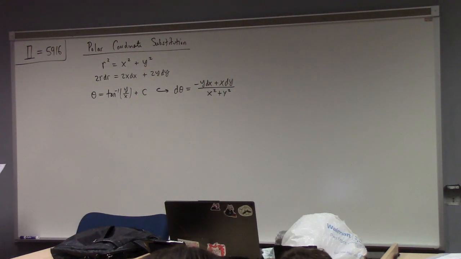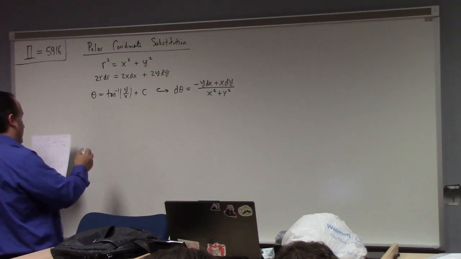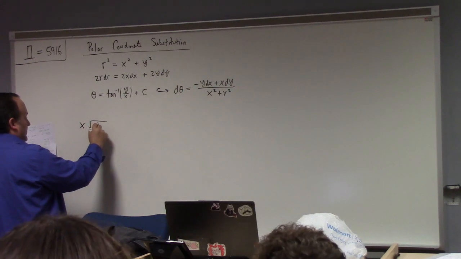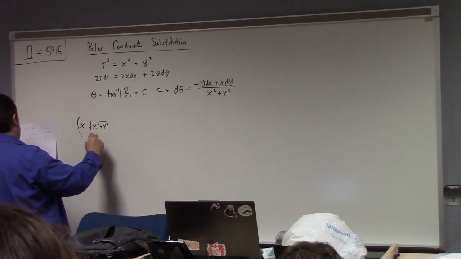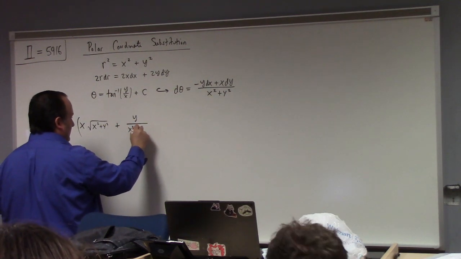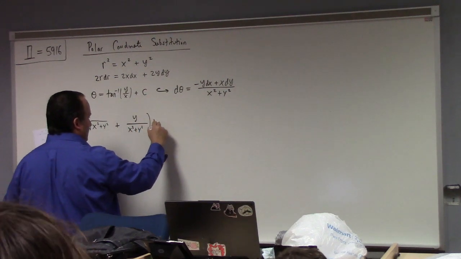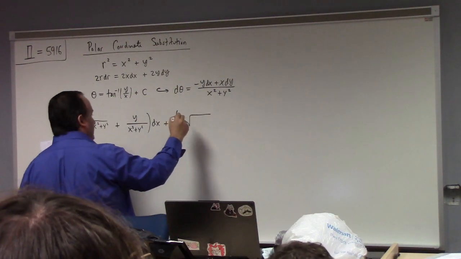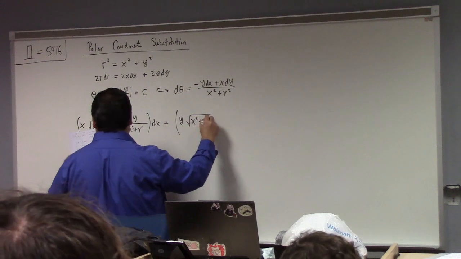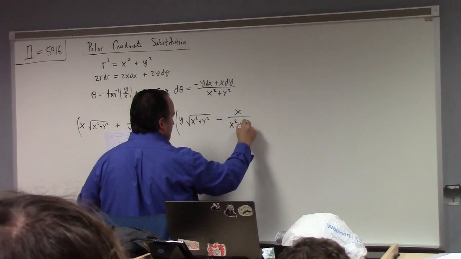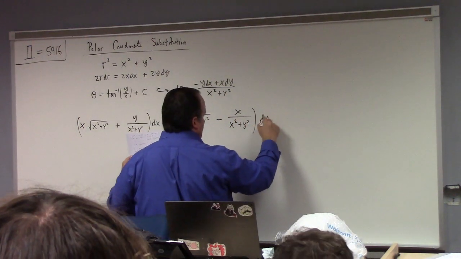So this is my point to you guys. If I look at something like x times the square root of x squared plus y squared, plus y over x squared plus y squared, all times dx, plus y times the square root of x squared plus y squared minus x over x squared plus y squared, all of that dy, equals 0.